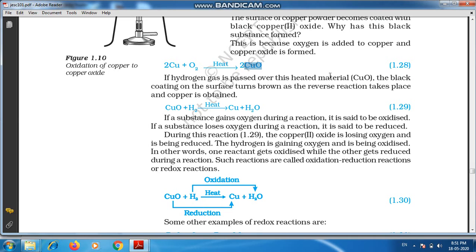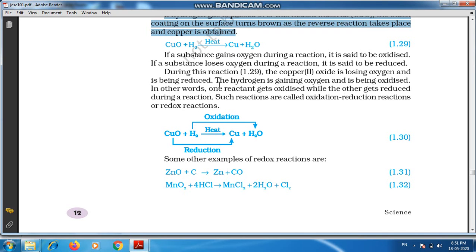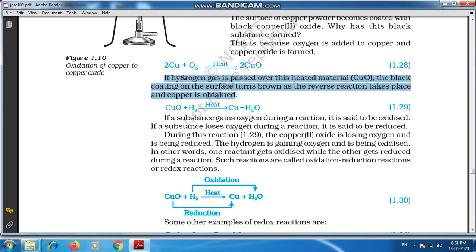When hydrogen gas is passed over the heated material, the black coating on the surface turns brown. Okay, and CuO plus H2, you get Cu. So here you get copper. Please note it down. This is a very important objective question. The black coating on the surface turns brown because of the reverse reaction which takes place with the copper. So see the two reactions, Cu plus O2. Over here copper is added with oxygen.